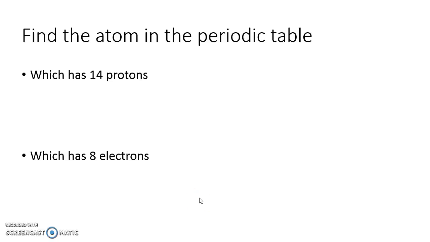So now what I want you to do is find the atom in the periodic table that has 14 protons. Okay, well, if you look, you're going to see that it's silicon. Which one has 8 electrons? Well, because an atom with 8 electrons must have 8 protons if it's neutral, it has to be oxygen. Okay, so now this is the end of this little bit. In the next lecture, we're going to go into the number of neutrons.